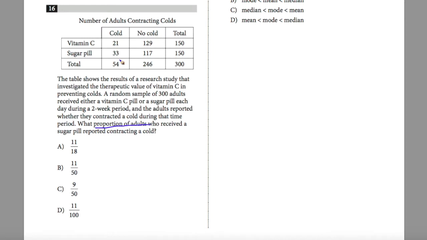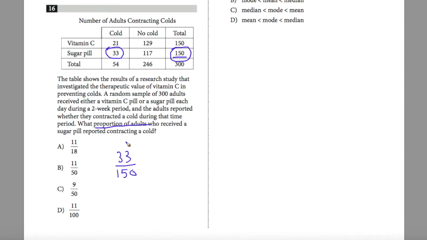Well, I'm going to go to the adults who reported contracting a cold, which would be here for my 150 total. I'm not going to include my no cold section. It says what proportion of adults who received a sugar pill. So here I have 33, and my total is going to be 150. So this should be 33 out of 150.